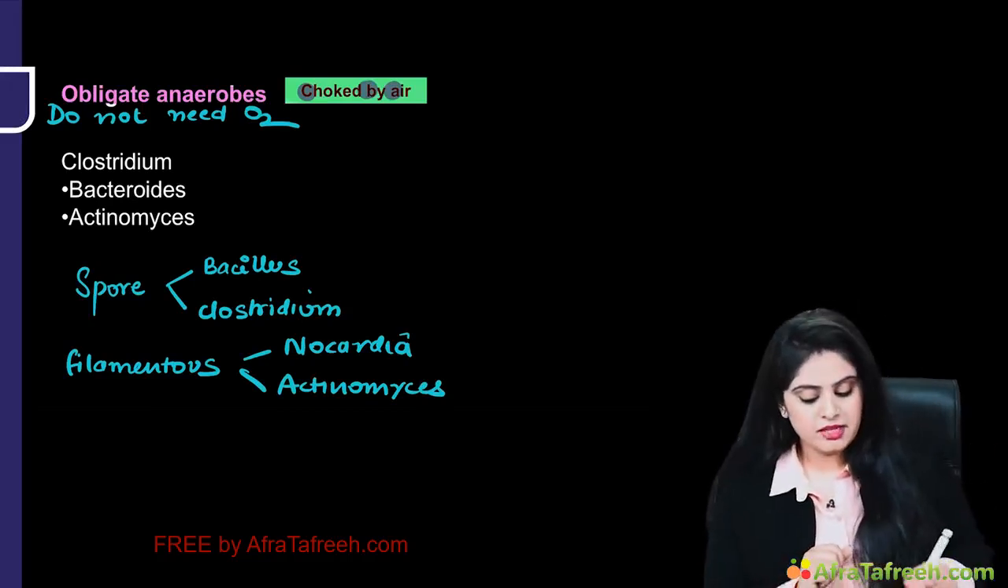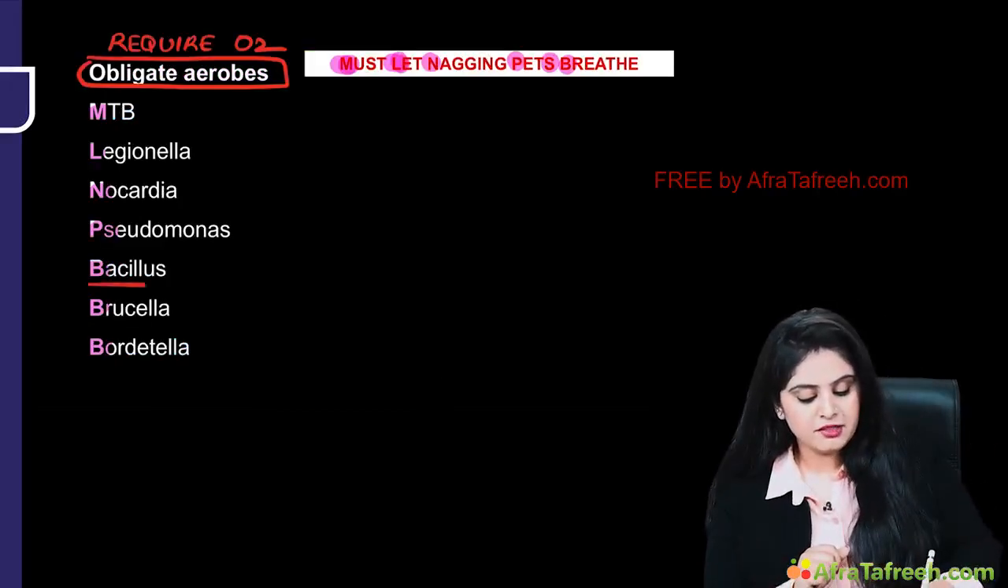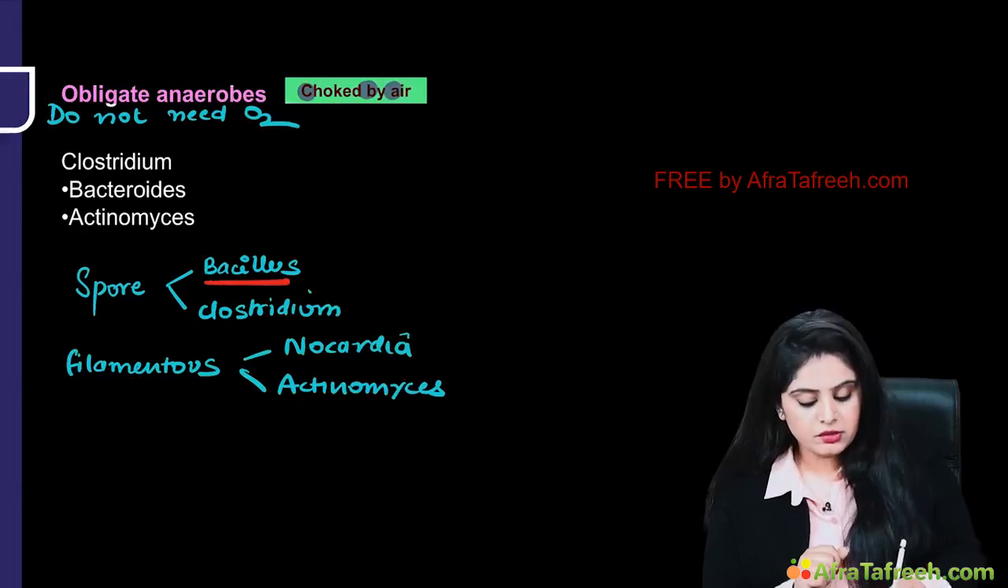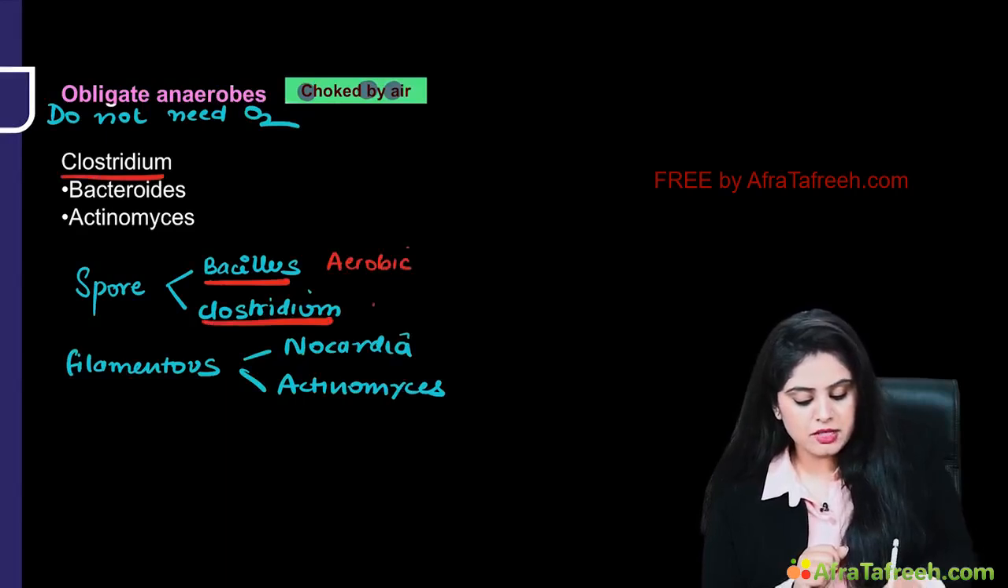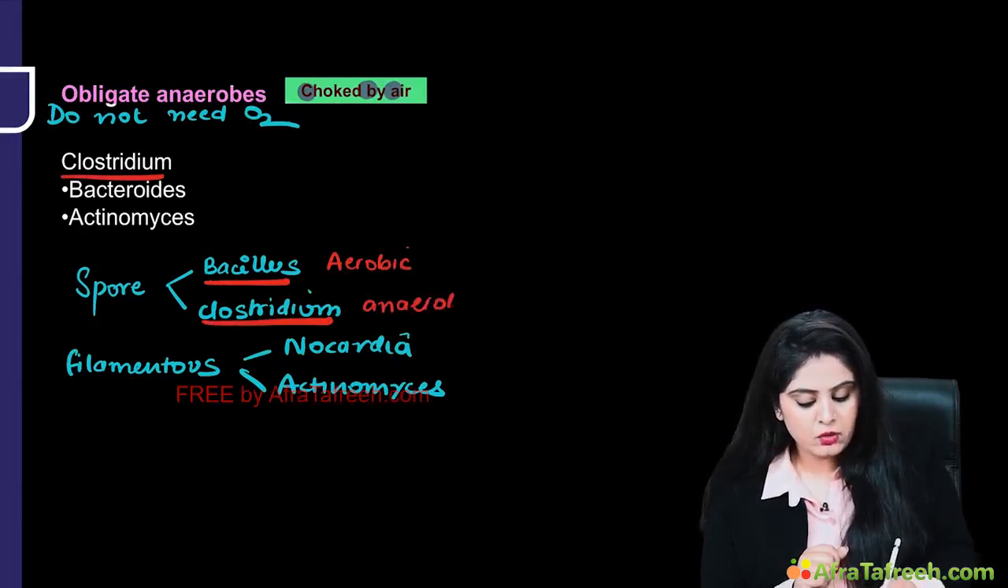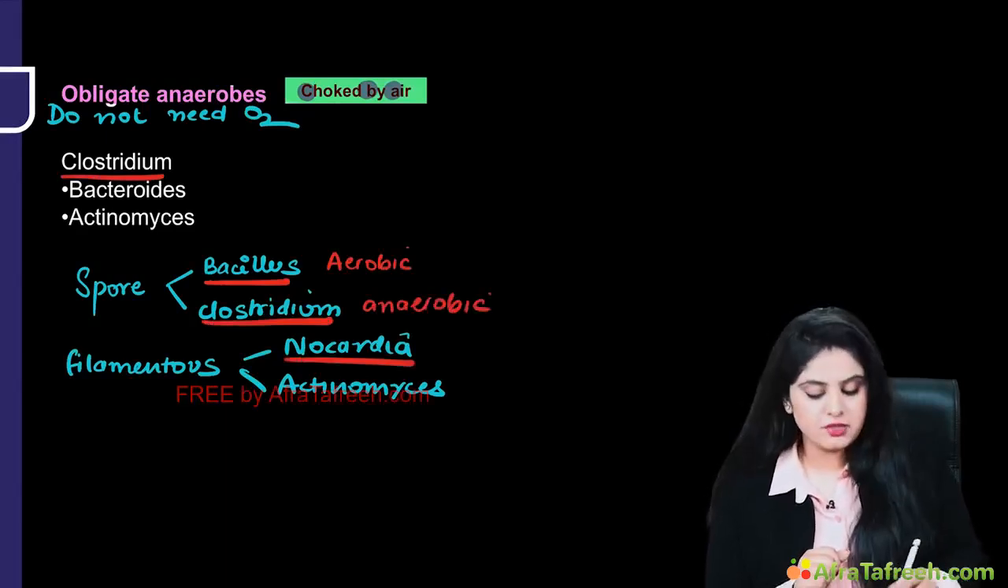Bacillus, where had you studied it? Bacillus you had studied under aerobic, so this is going to be an aerobic organism. The other member of the family, Clostridium, you are studying over here, so that becomes anaerobic. Similarly, under filamentous, where did you study Nocardia?